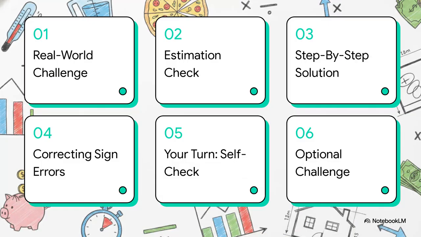Here's our mission briefing for today. We'll start with a real-world challenge, move into the estimation check, go through the step-by-step solution, correct some common sign errors, hand it over to you for a self-check, and finally, wrap up with an optional challenge.